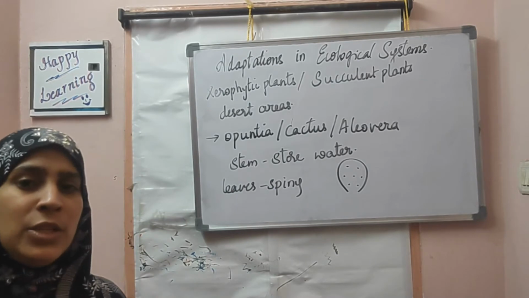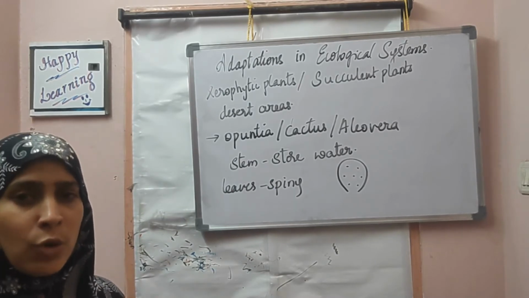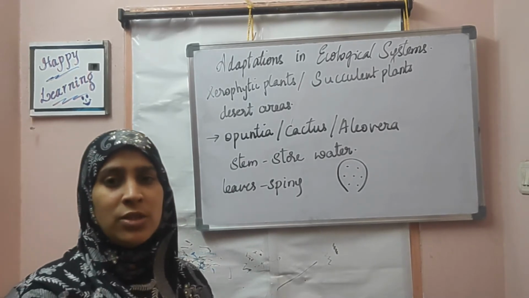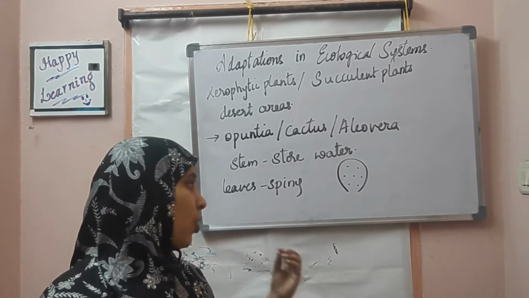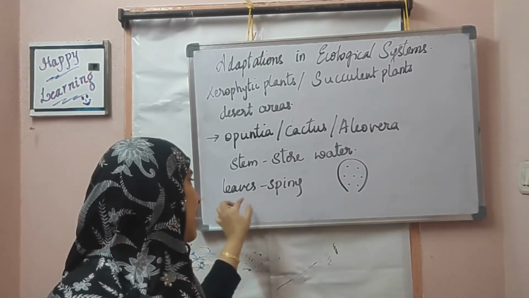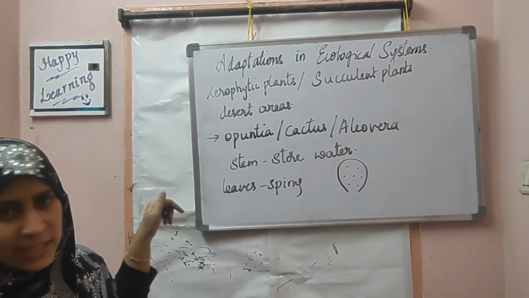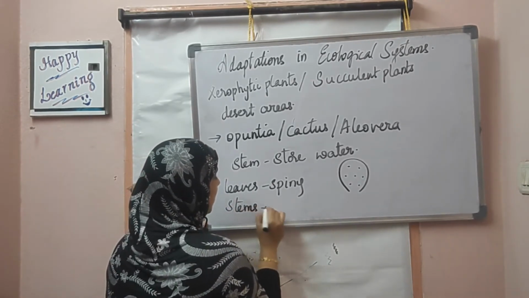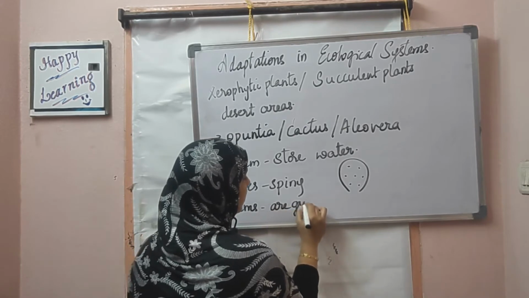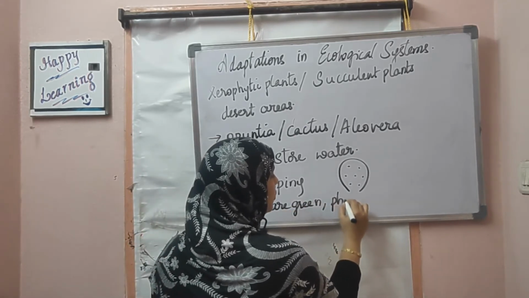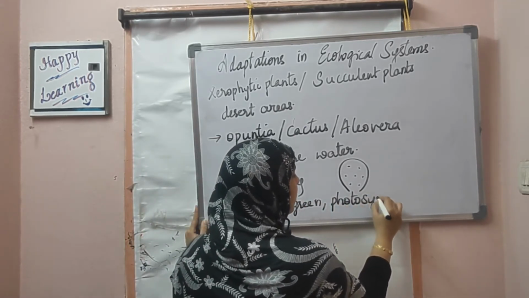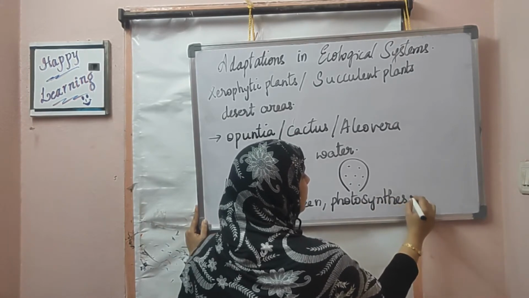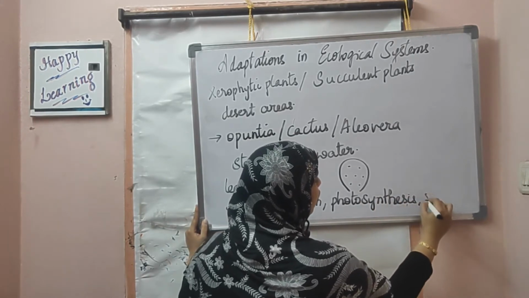So I will not be telling you each time that this is an adaptation. From now onwards you will be understanding. These are the different adaptations that are seen in organisms. So this is one example: leaves are changed into spiny structures and stems are green. They perform photosynthesis and they store water.